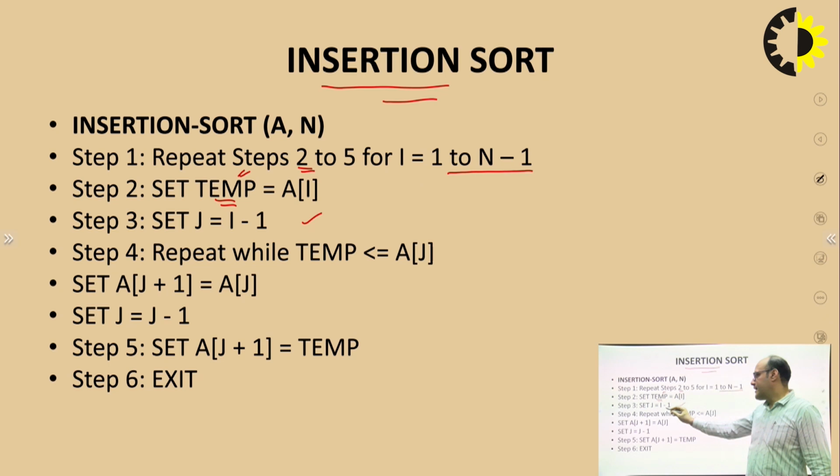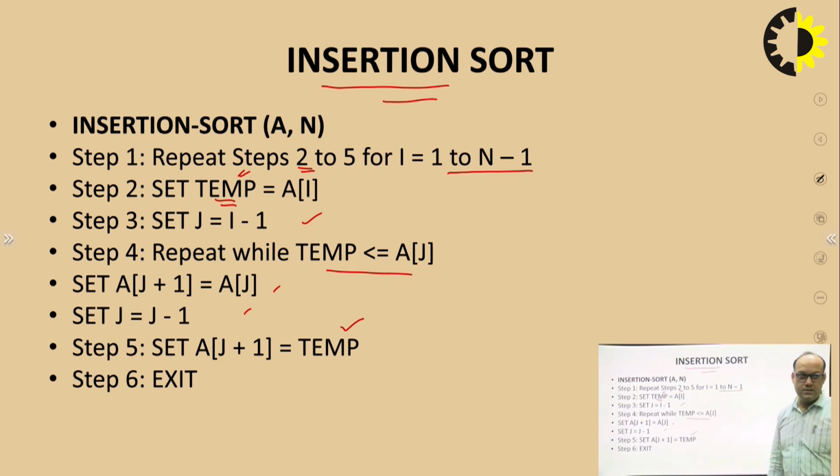So this is the index variable j is equal to i minus 1. We will repeat until the temporary variable is less than or equal to a[j], then j minus 1, set a[j plus 1] is equal to temp and exit. This is how sorting takes place.